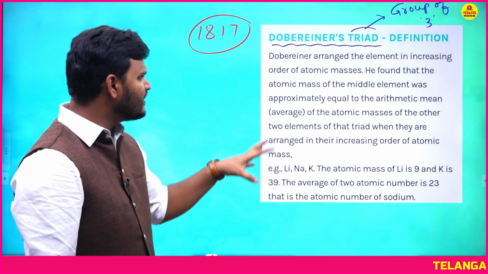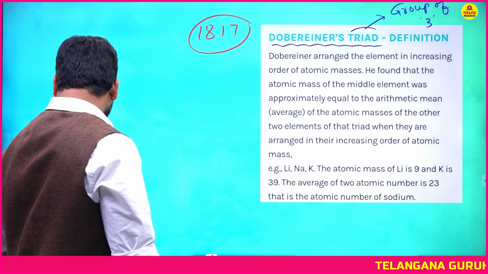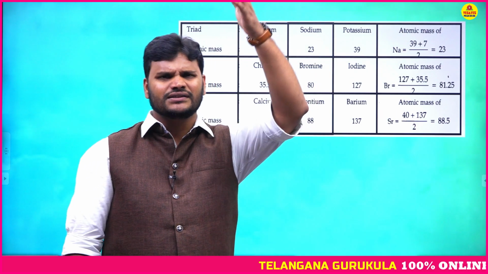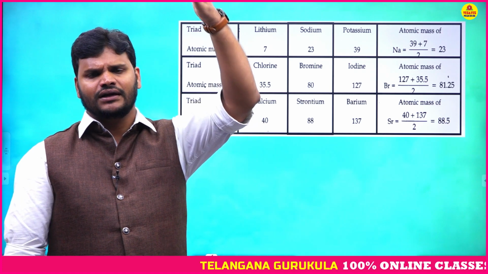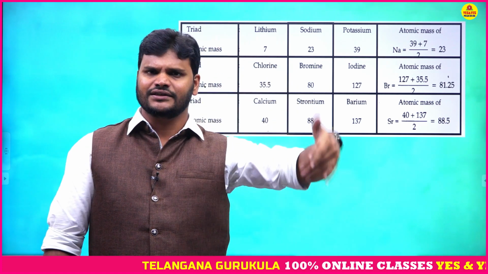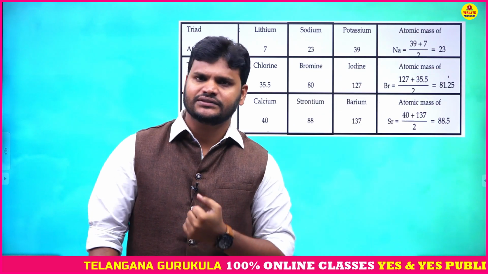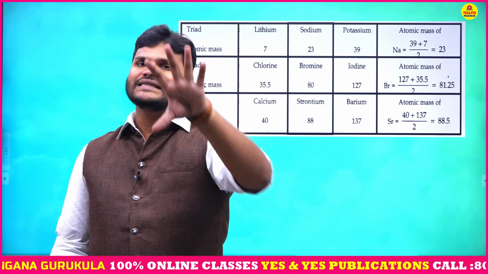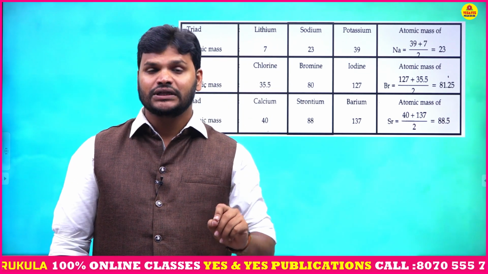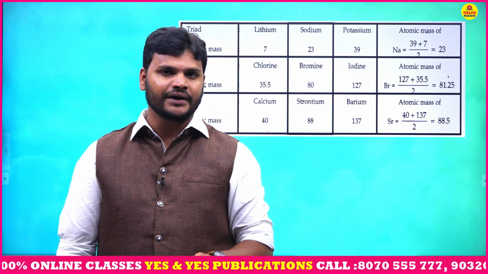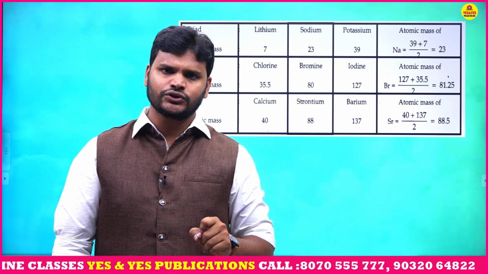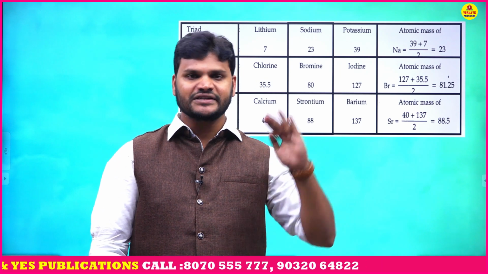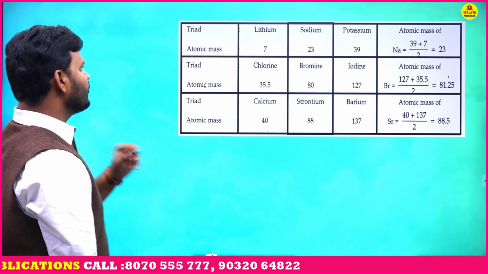Yeah. So once again, what is a Döbereiner triad? When you look at a group, you will get like this: lithium, sodium, potassium; calcium, strontium, barium; chlorine, bromine, iodine. Down the group atomic mass increases, but here the concept is that the atomic mass of the middle element is approximately equal to the average of the first and third elements. Take one example, we will get clarity.